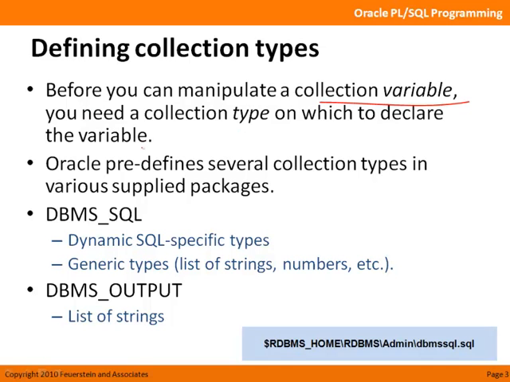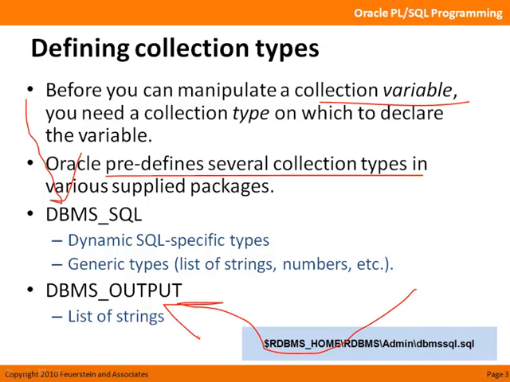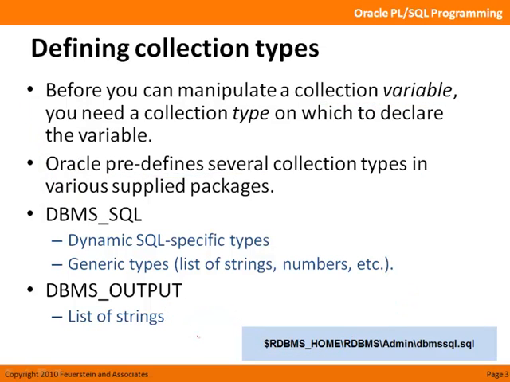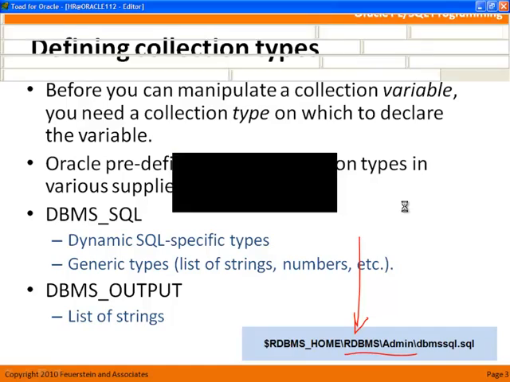Now, Oracle offers several predefined collection types that you can use in your own code. Most prominently and most commonly referenced would be the collection types in DBMS_SQL and in DBMS_OUTPUT, in which you'll find basically a series of the standard types of collections, like a list of strings or a list of numbers. And if you want to take a look at the code for those packages and see what types are defined, you can visit the RDBMS home, and that depends on your particular instance of Oracle, but then the RDBMS admin directory. Let's take a look.